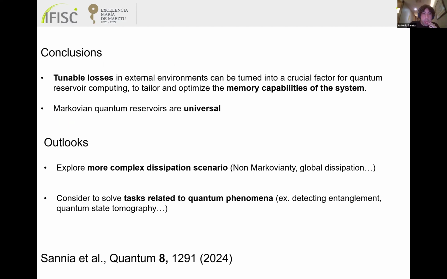Say that, I can now conclude my talk. I want to say that the main conclusion that we found with this paper is that tunable losses with an external environment can be useful for tuning how much information a reservoir is erasing at each time step.